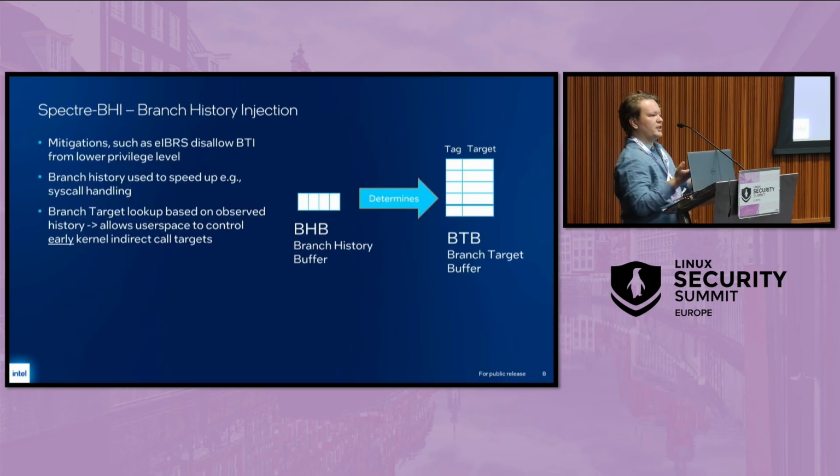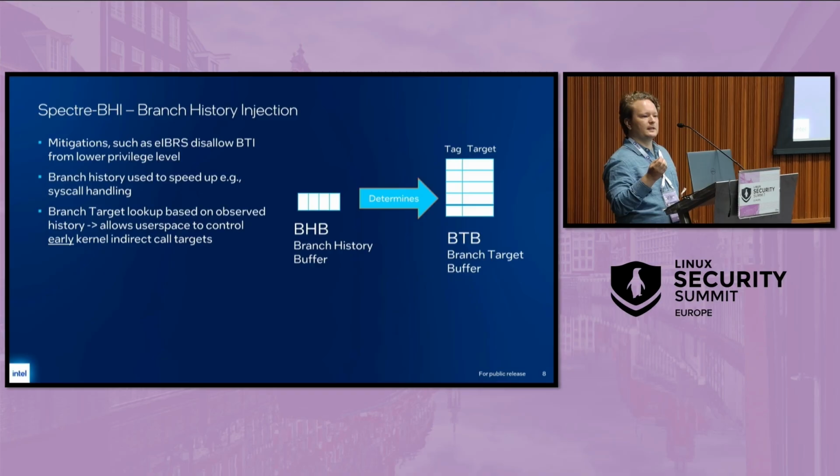So as I mentioned, Spectre had a bunch of mitigations, right? So we had IBRS, which makes sure that you can't train the branch target buffer from user space. Some people here in Amsterdam came up with a new variant of Spectre to circumvent these kind of mitigations. IBRS disallows BTI from a lower privilege level, but then the question is, okay, what other things can the attacker still control?